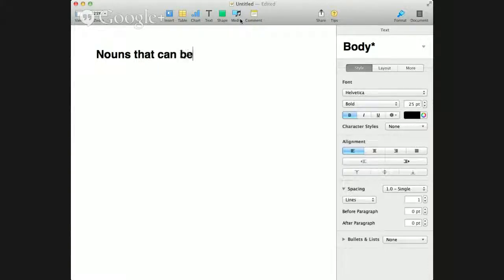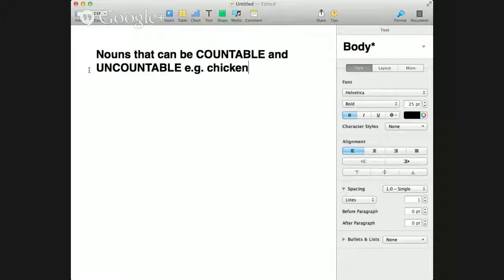What I'd like you to think about are there any more nouns that you guys know, like chicken, where it can be countable and uncountable? Wow. No? Nobody knows any? All right, Alberto's sensible, and he's gone for another meat, which works perfectly. Well done, Alberto.